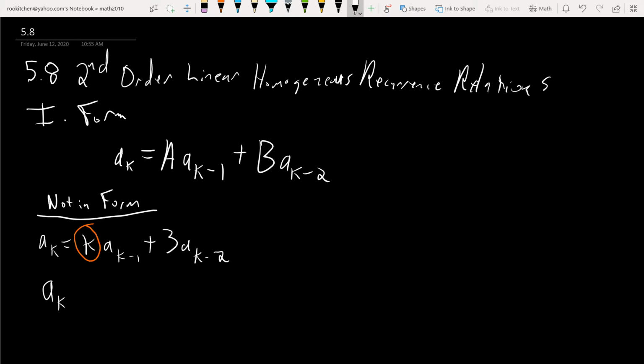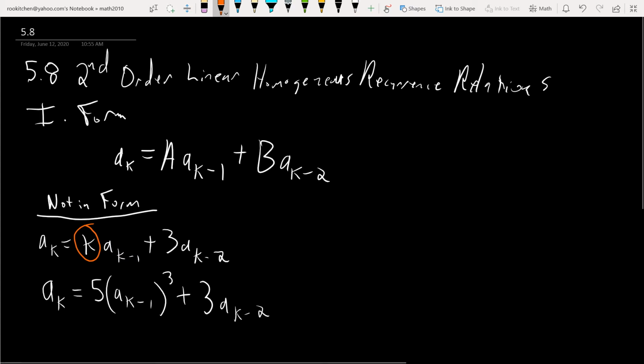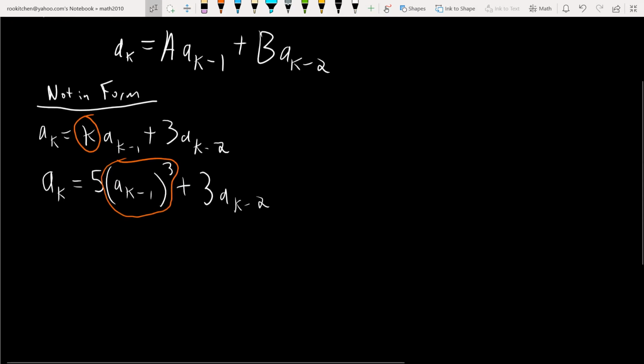Another example, you can't have anything where you're kind of like squaring these a sub k things. Okay, so you can't have something like a sub k minus 1 cubed plus 3a sub k minus 2. That's bad news there as well. Okay. And there's probably some more examples in the book, and some of the questions in WebAssign will kind of go through it, but it needs to be in this form for us to work with it. Otherwise, you have to try something else. Try iteration or something like that.